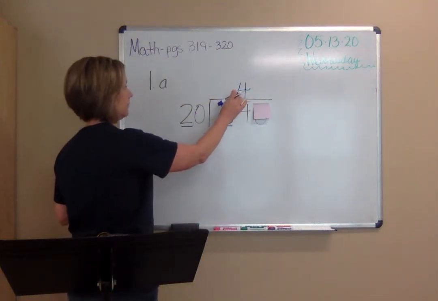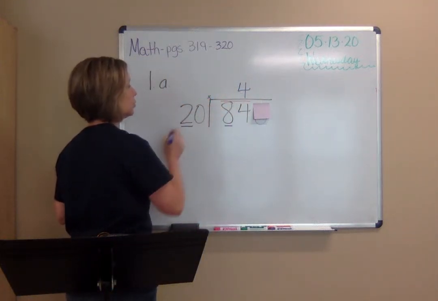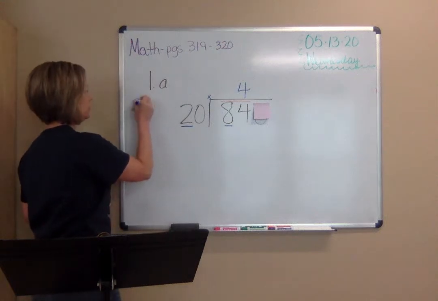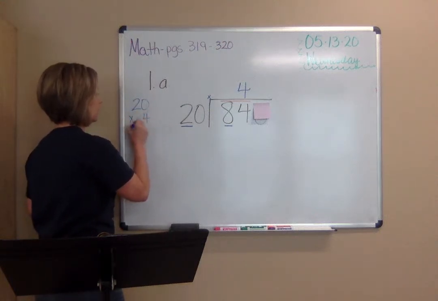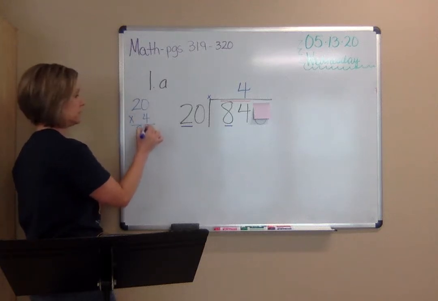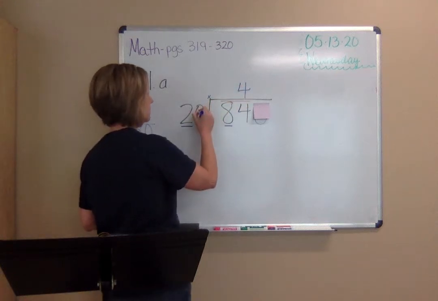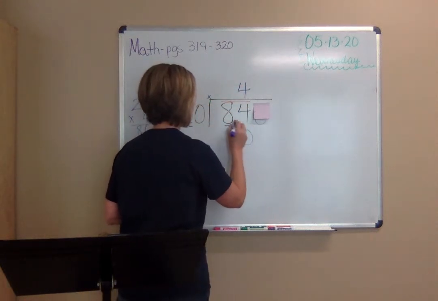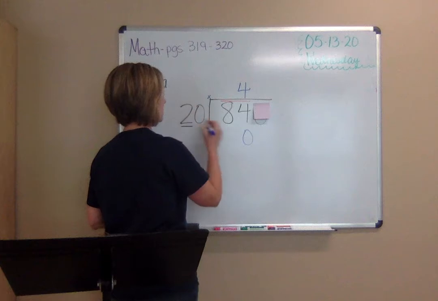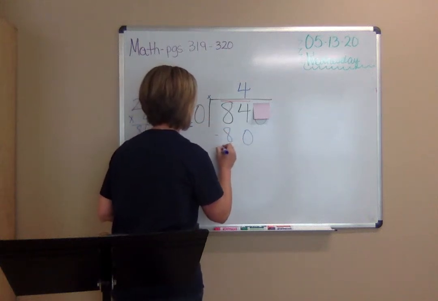So I'm going to come here. Now I want to say 4 times 20. I can figure here: 4 times 0 is 0, 4 times 2 is 8. Or I can say 4 times 0 equals 0, 4 times 2 equals 8. And then I subtract.